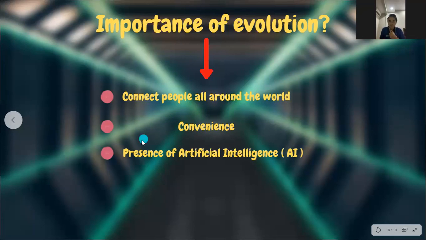Then, the last one, we have the presence of artificial intelligence, AI. The artificial intelligence is very important because in our game, if we don't play with our friends, we play with artificial intelligence, which is the computer. The artificial intelligence is able to study our pattern of game and improve their level of difficulty. So this technology is very important.